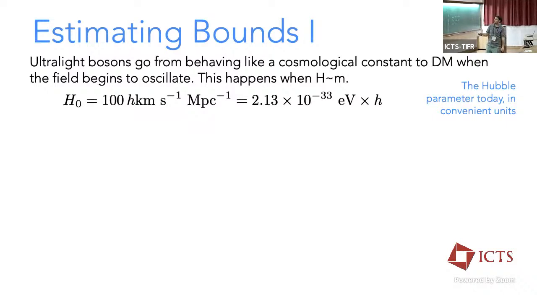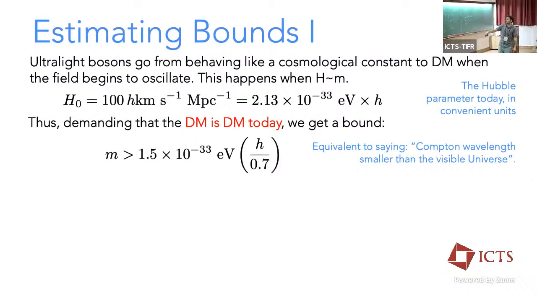A very useful thing to remember as a particle cosmologist is the value of H naught. H naught is 100 kilometers per second per megaparsec. That means that every megaparsec you move away from me, the Hubble flow gives you a velocity of 100 kilometers per second. That's why we write it in these funny units. Kilometers and inverse megaparsecs cancel, so this has units of inverse seconds, which I can convert to eV. This is 2.13 times 10 to the minus 33 eV times little h. Little h is about 0.7, so this is about 10 to the minus 33 electron volts. A very useful number to remember.